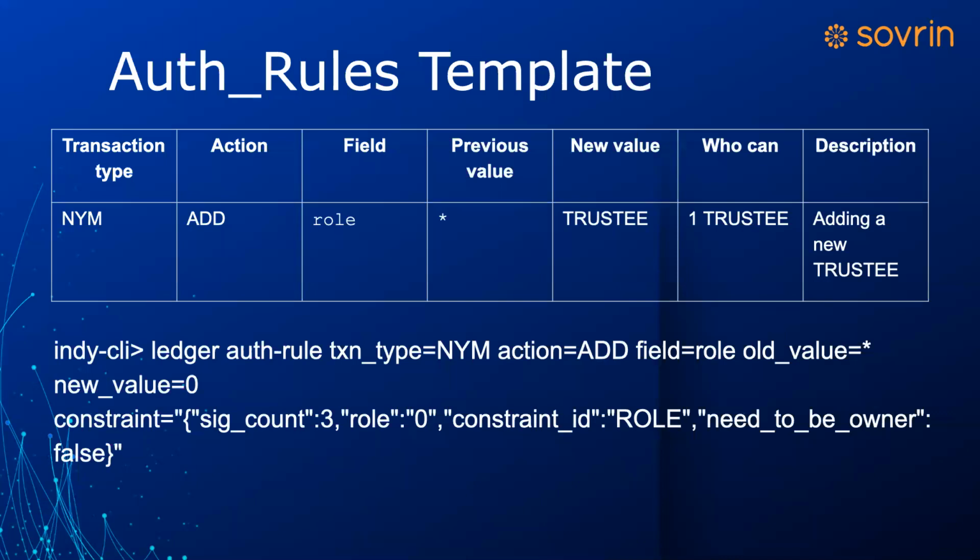Correct. So I think this is adding a new trustee. Promoting a trustee from something else is a different auth rule, and the previous value would be different for that auth rule. If I were to read this auth rule, I take it there's some way I could display it. It would only have a single value, or a field called value.